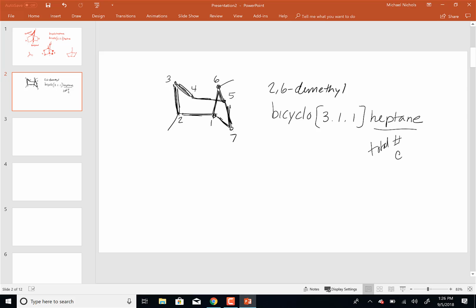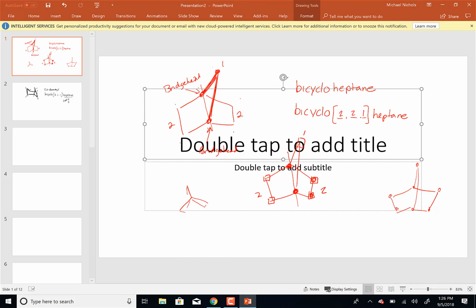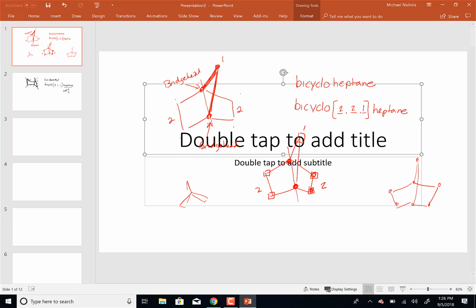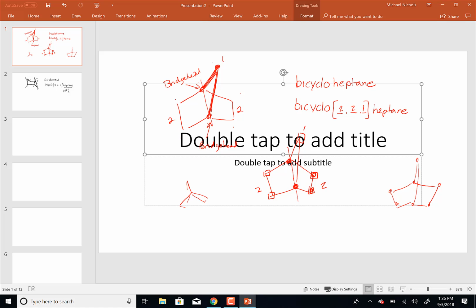Can we go over some examples of naming branched alkanes? Yes, let me just go back here and say, now what? Stop. Okay. Slideshow from the beginning.